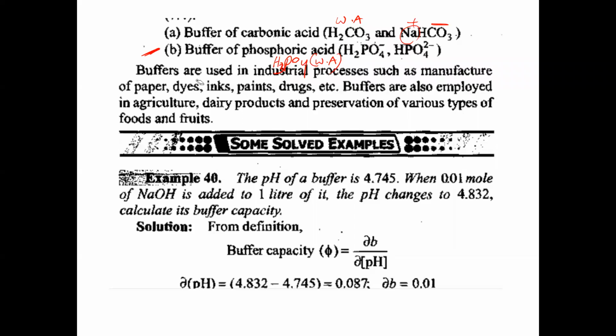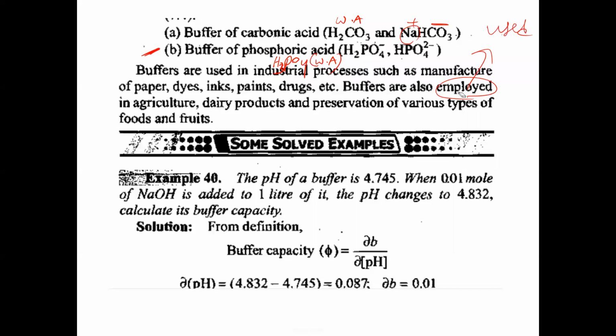Next, buffers are used in industrial processes, such as manufacture of paper, manufacture of dyes. Dyes means what? Colored substances, paints. Any colored substance. So the manufacture of paper, manufacture of dyes, inks, paints, drugs, etc. Buffers are also employed. Employed means what? Used.